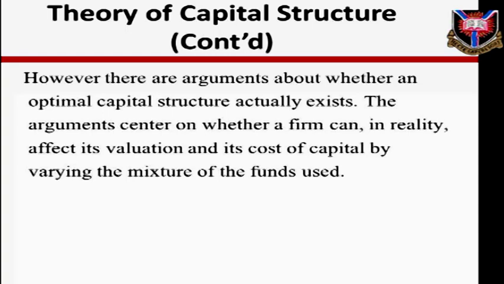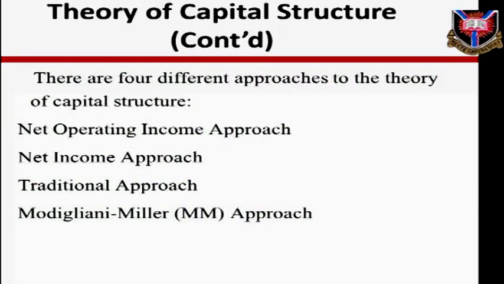However, there are arguments about whether an optimal capital structure actually exists. The argument centers on whether a firm can, in reality, affect its valuation and its cost of capital by varying the mixture of the funds used. There are four different approaches to the theory of capital structure. 1. Net operating income approach. 2. Net income approach. 3. Traditional approach.